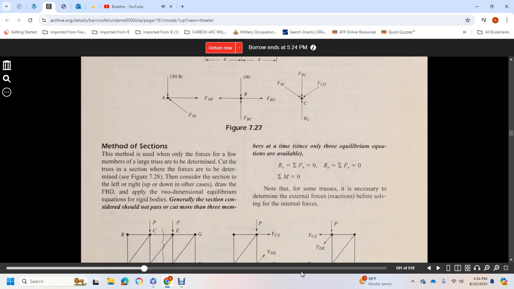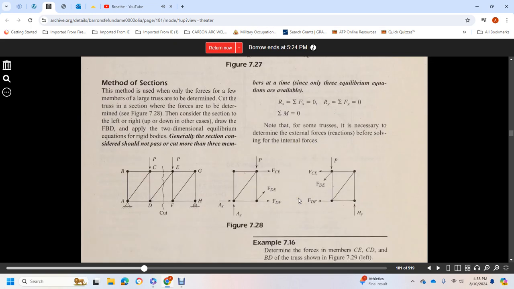Method of sections. This method determines the force in a few members of a large truss by cutting the truss at a section where the force is to be determined, as shown in figure 7-28, considering the section on the left, right, up, or down. In either case, draw the FBD and apply the two-dimensional equilibrium equations for rigid bodies. Generally, the section considered shall not pass through or cut more than three members at a time, since only three equilibrium equations are available: Rx equal to the summation of Fx equals 0, Ry equal to the summation of Fy equals 0, and the moment M equal to 0. Note that for some trusses it is necessary to determine the external force reactions before solving for the internal forces.